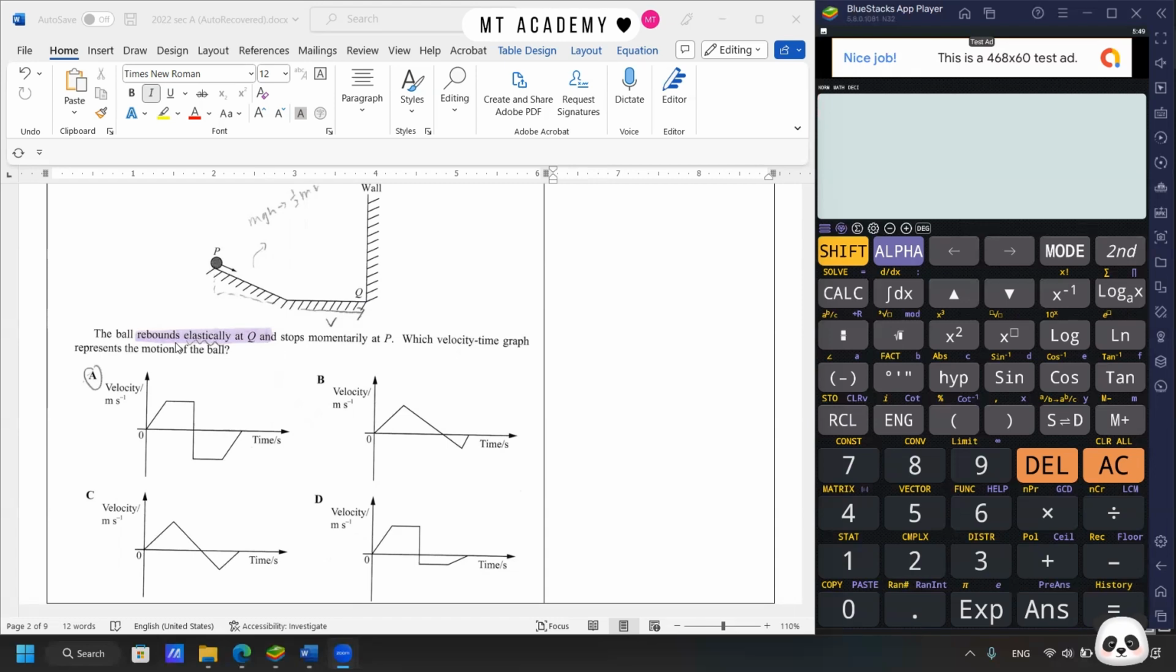When the ball hits Q and rebounds elastically, it means that the kinetic energy is conserved. It is a wall here, and the wall should still be stationary when it is hit by the ball. So the ball shall rebound with the same speed, but in the opposite direction. That's why the velocity becomes a negative value. And when it goes up the slope, it will undergo deceleration until 0 meters per second. So this should be the answer for this question, and the answer should be A.